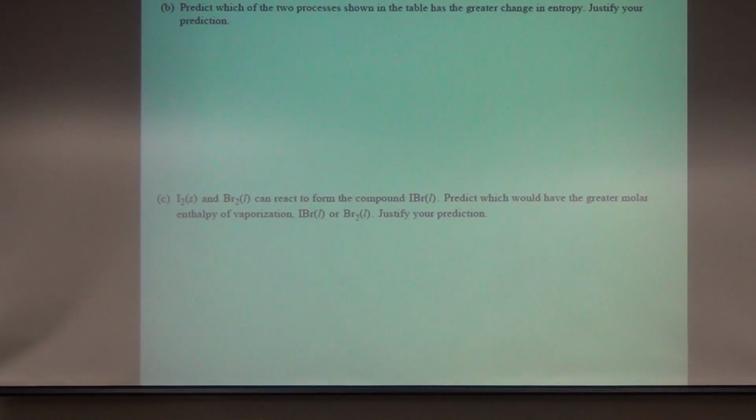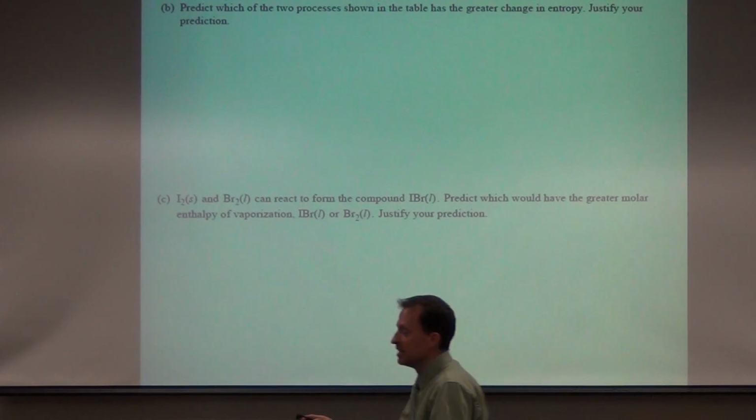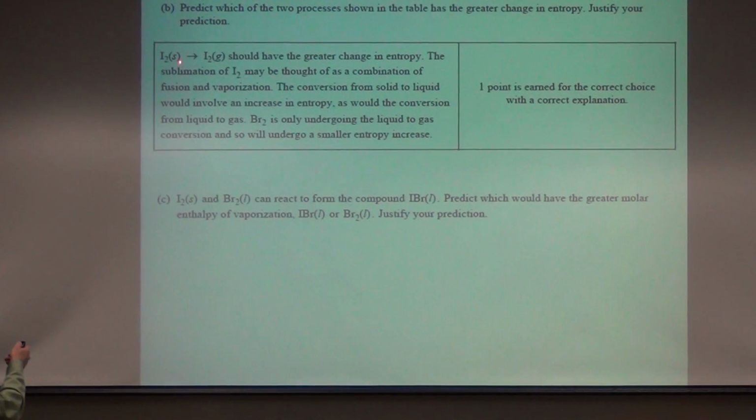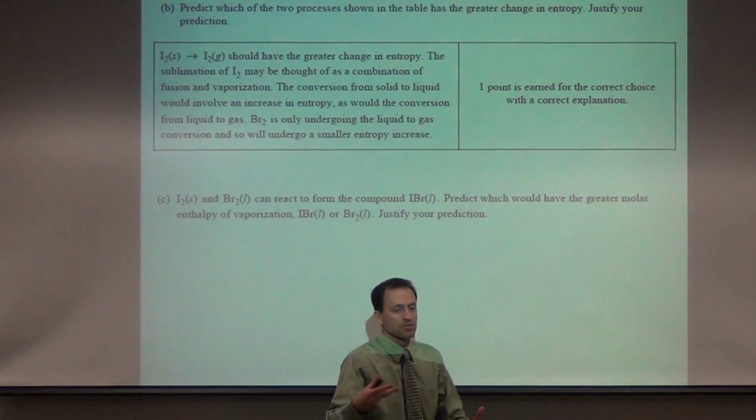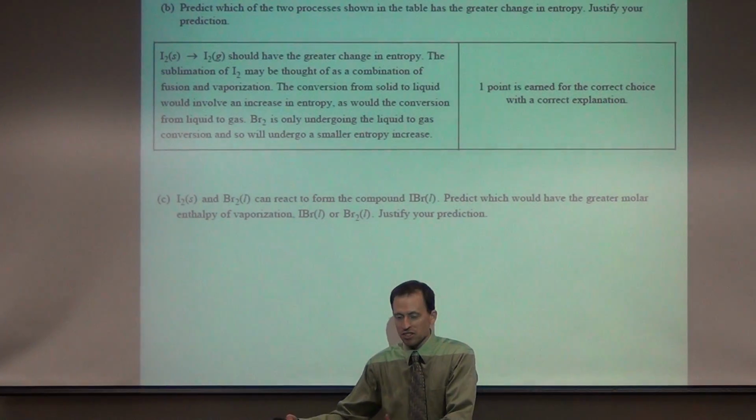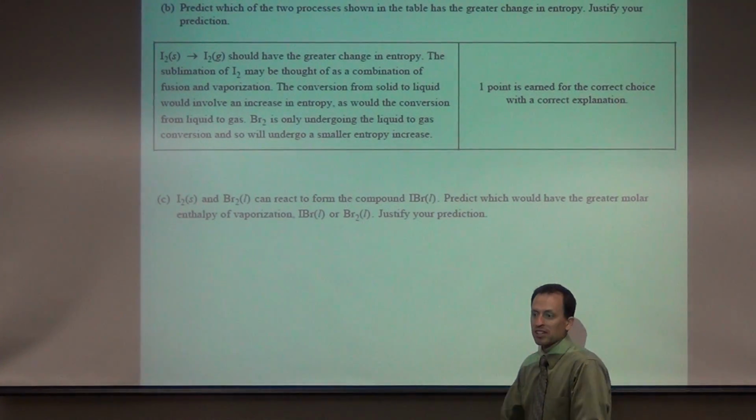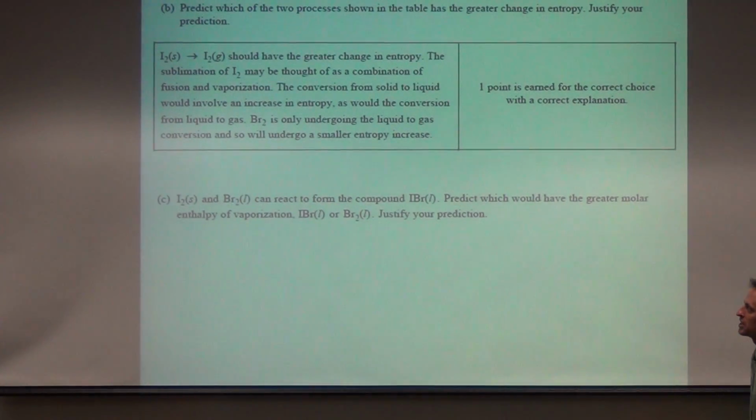Predict which of the two processes shown in the table has a greater change in entropy. Justify your predictions. It's changing from the beginning to the end of disorder. I hope you would agree that it's this one, because you're going from extreme order to the disorder of a gas. The other one went from a liquid to a gas. This one's going from a solid to a gas. Solids are the most ordered. Liquids have a little more disorder, a little less order in them. Sublimation should have the greater change in entropy.